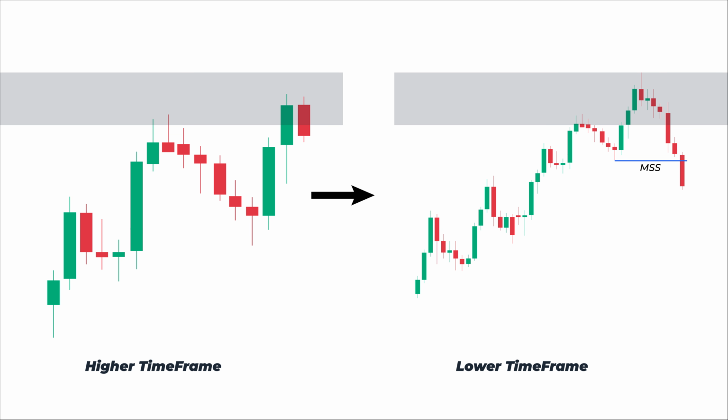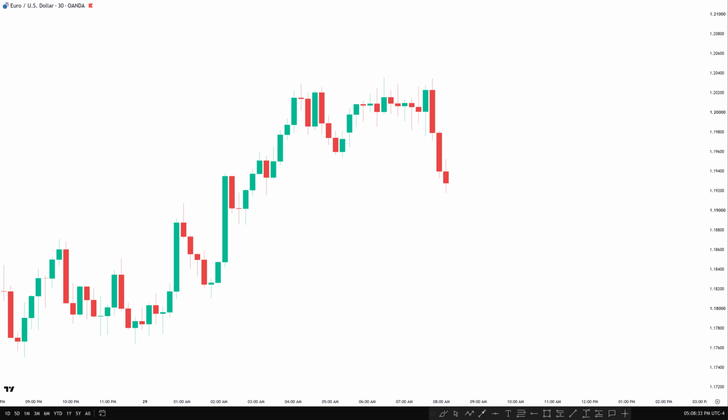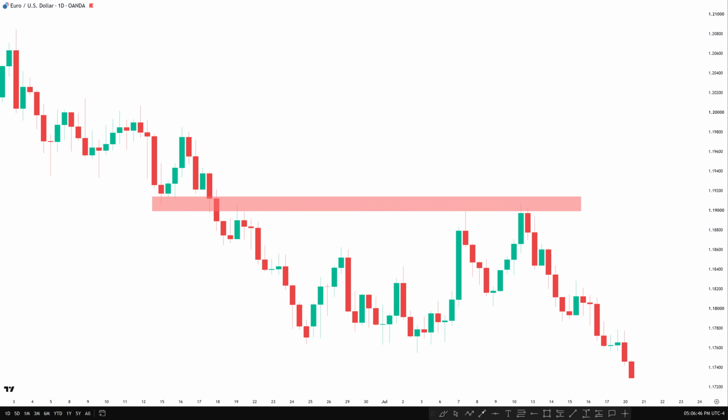For example, imagine the Euro-US dollar is trending higher on the 30-minute chart. Everything looks bullish until the price suddenly rejects the same area twice and starts falling. If you only watch the 30-minute chart, the reversal would seem unexpected. But when you zoom out to the daily chart, you discover that price has reached a major support and resistance level that has already produced several significant reactions.